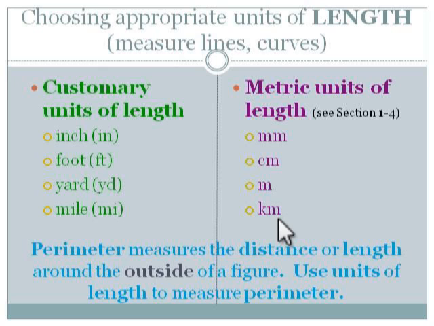One of your vocabulary words that is not given to you in this chapter is perimeter. They make the assumption that you already have full knowledge and understanding of this word. Perimeter measures the distance or the length around the outside of a figure. So whether it's a regular figure like a square, or it's an irregular figure, you're simply measuring the distance or the length around the outside.